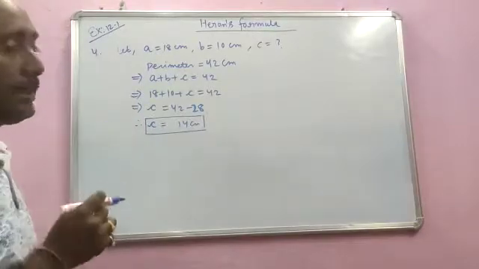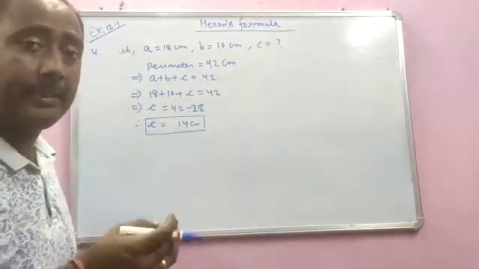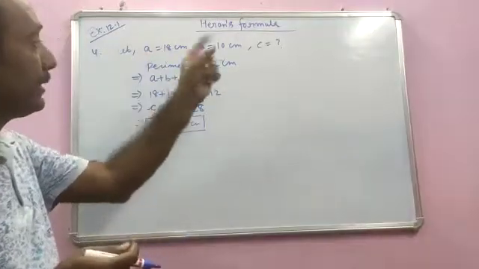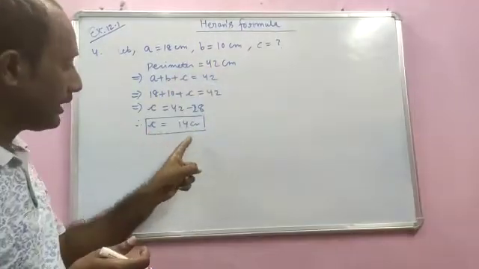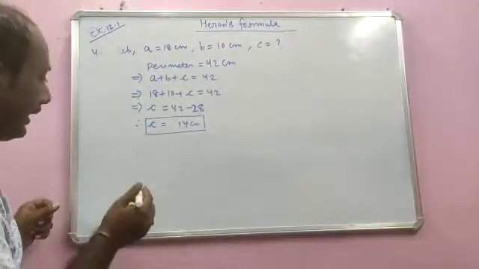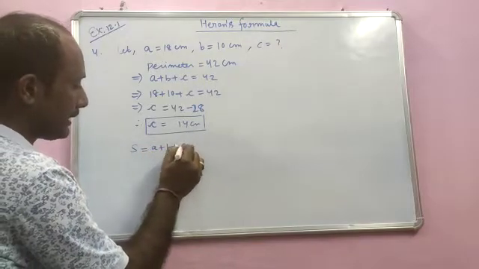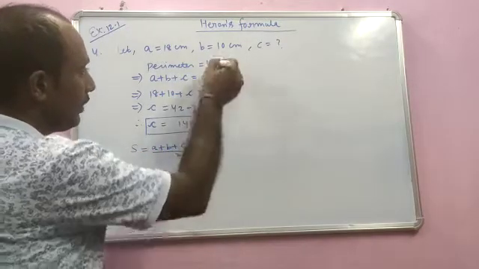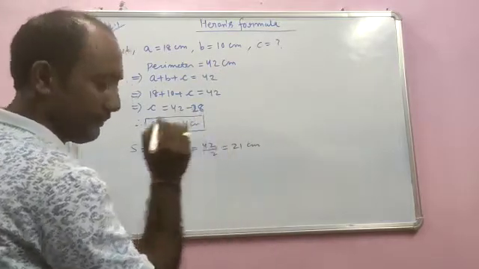Now why did we calculate this? Because when we use Heron's formula, we will need the lengths of all three sides a, b, c. Two of the sides were given to us, and the perimeter is given, so we have calculated the third side. Now we move ahead, and here we will write s is equal to (a plus b plus c) by 2, and the perimeter we already know, that is 42 by 2, that is 21 centimeter.